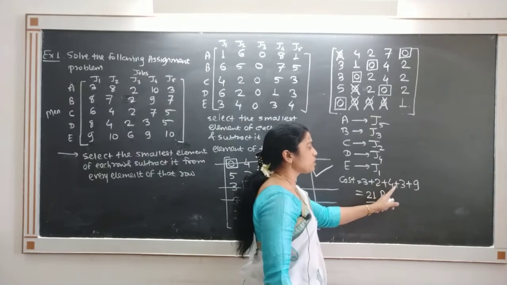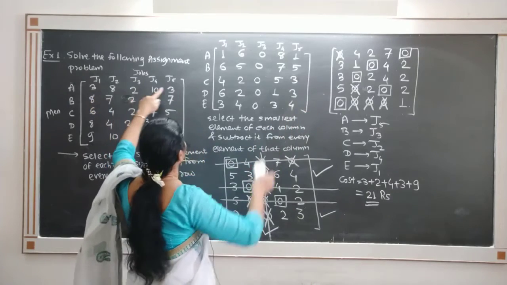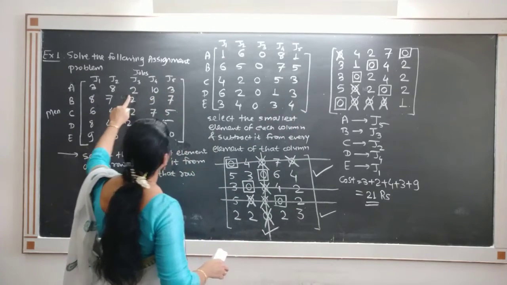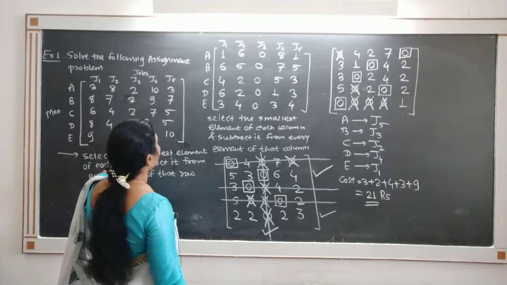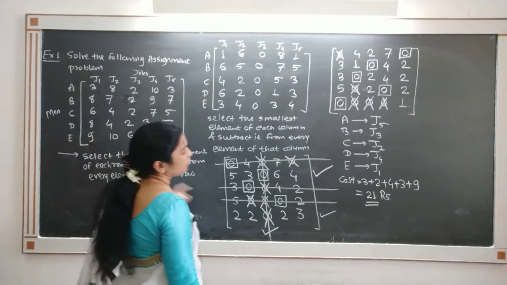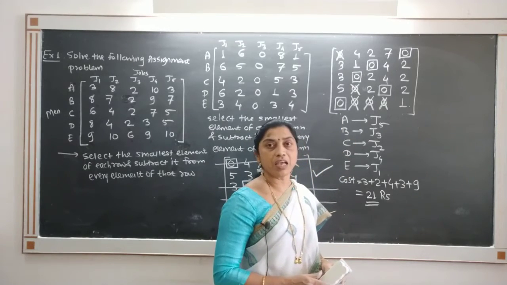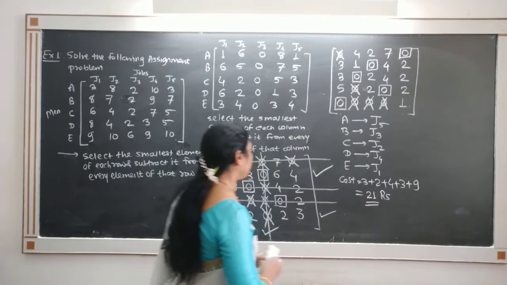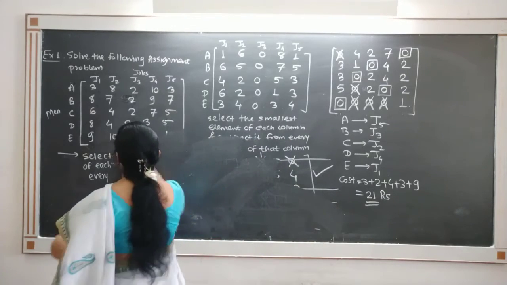3 plus 2 plus 4 plus 3 plus 9, as according to the original cost. So these boxes say 3 plus 2 plus 4 plus 3 and plus 9, and we get the cost. So this is the optimal assignment as given by the Hungarian method. Now consider the second example.